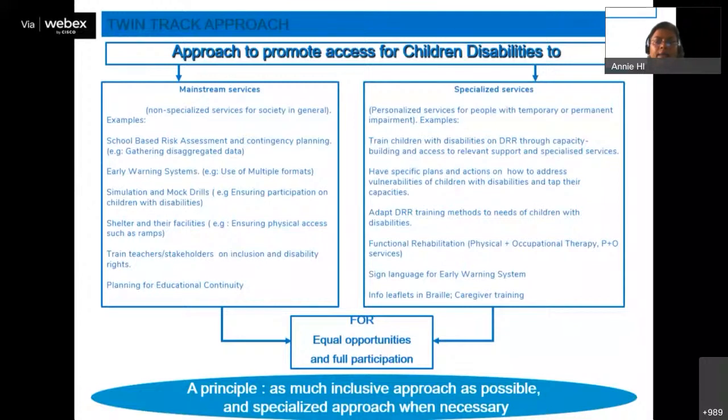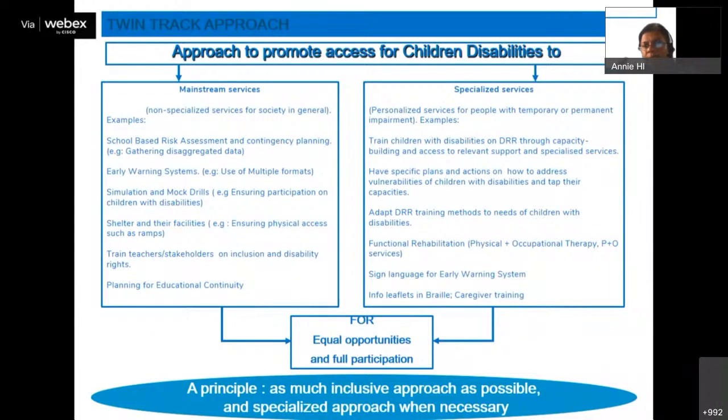Then other activities can include training of teachers and stakeholders, like we're doing right now, a training on inclusion and disability, and planning how education can be continuous, so that there is no disruption.